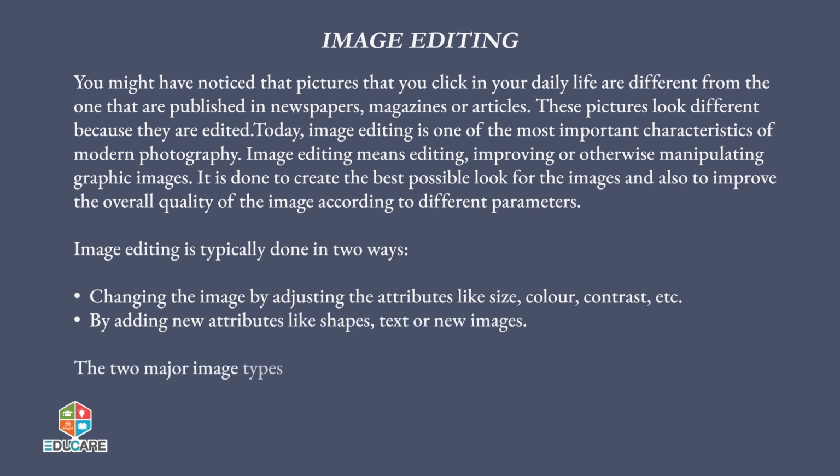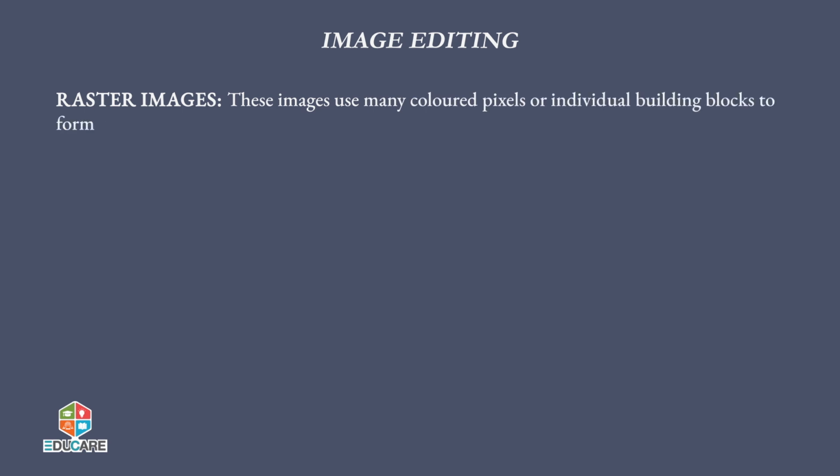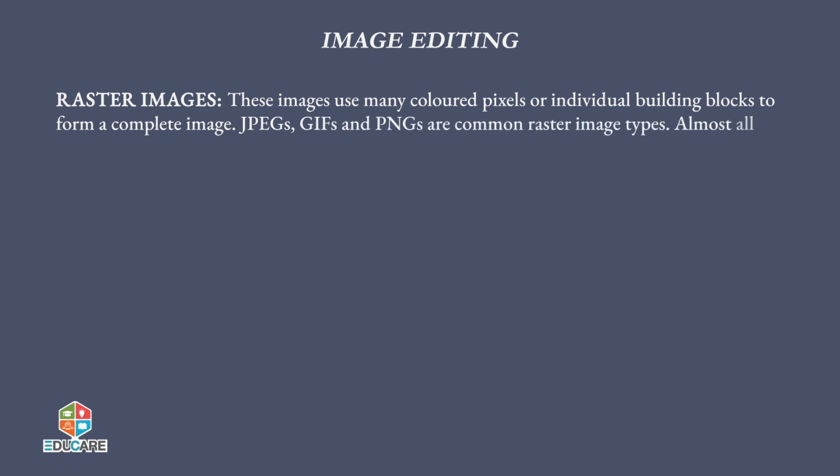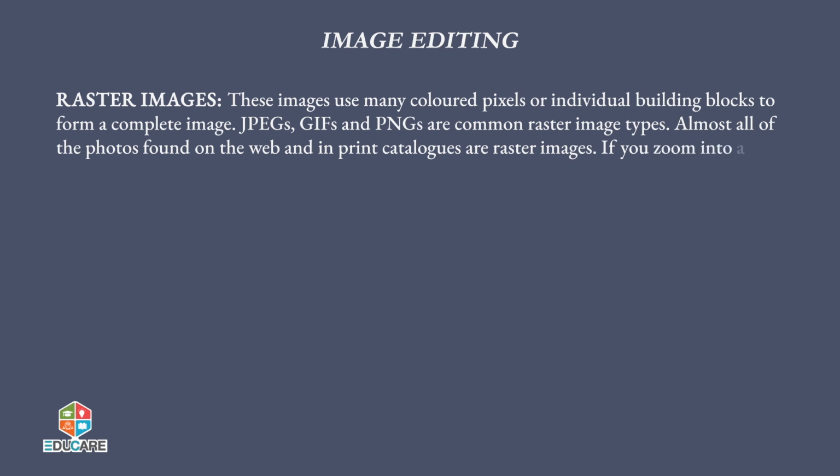The two major image types are raster and vector. Raster images. These images use mainly colored pixels or individual building blocks to form a complete image. JPEGs, GIFs, and PNGs are common raster image types. Almost all of the photos found on the web and in print catalogs are raster images. If you zoom into a raster image, it loses the quality.